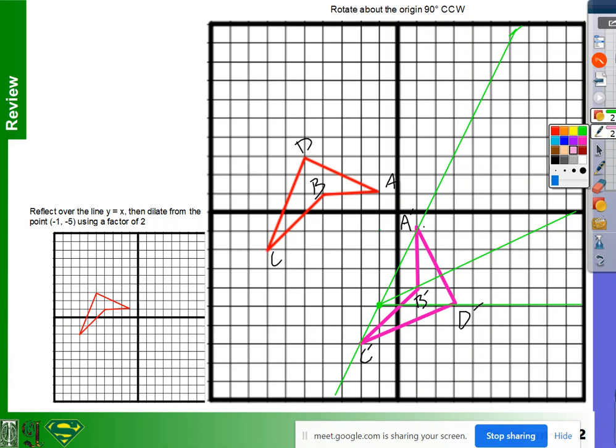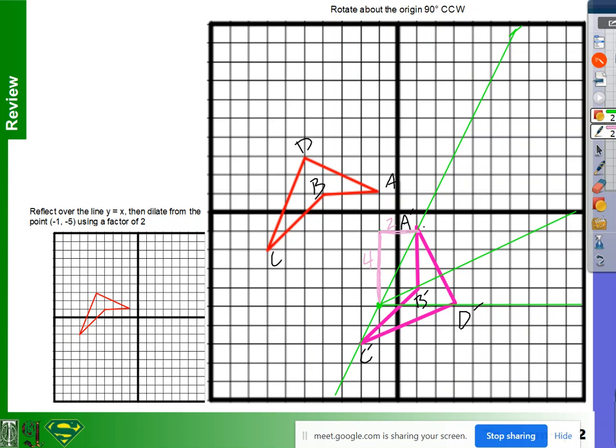So let's look at the point of dilation and point A. And I'm going to make kind of a slope triangle. How far up and how far over did I go? This is not a trick question. 4 up, 2 over. 4 up and 2 over.